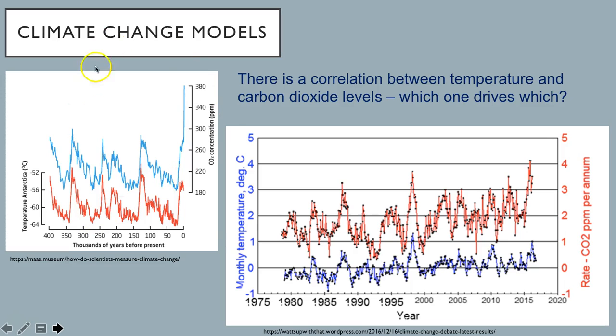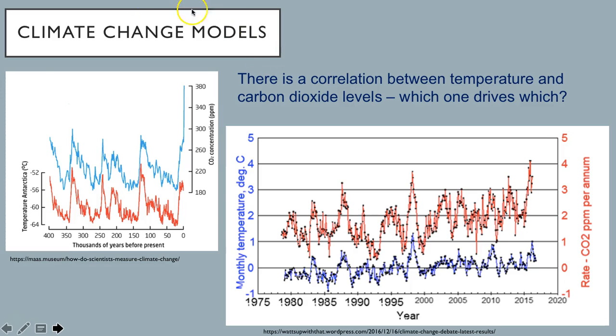Whether you are looking at indirect data from thousands of years ago or more recent data like these 38 years of direct data, there does appear to be a correlation between temperature and carbon dioxide levels. What isn't obvious is whether changes in temperature affect carbon dioxide levels or whether changes in carbon dioxide levels affect temperature. Maybe both cases could be true.